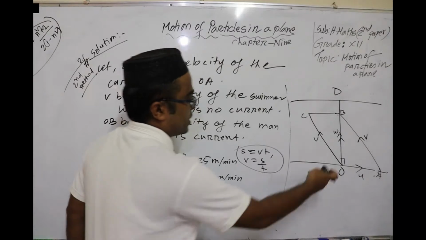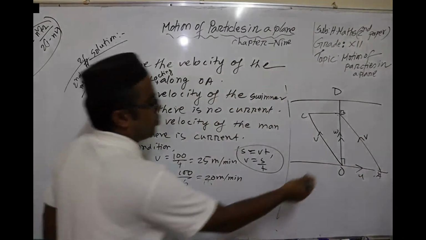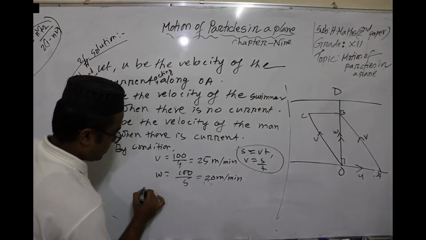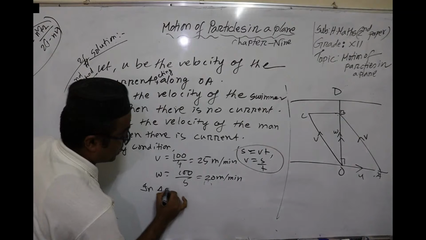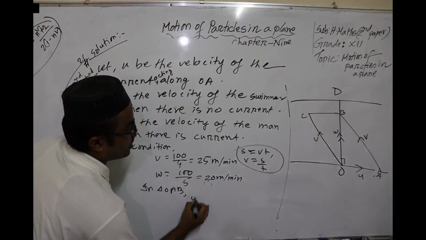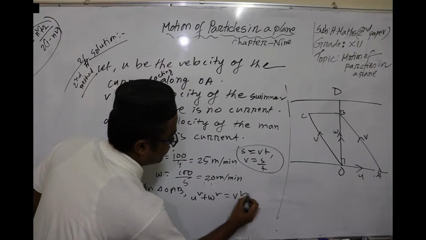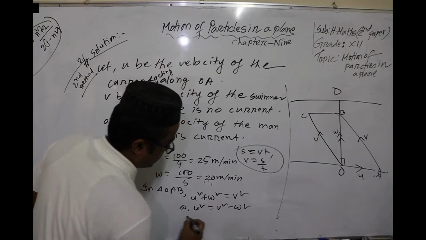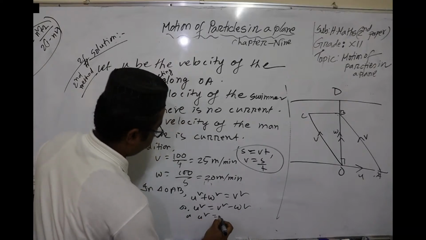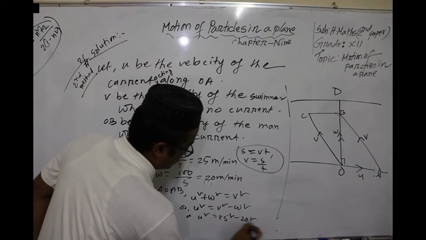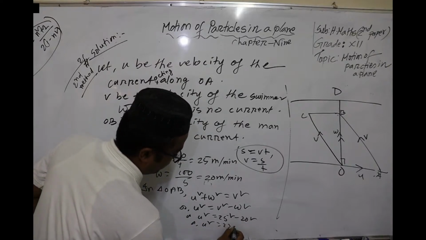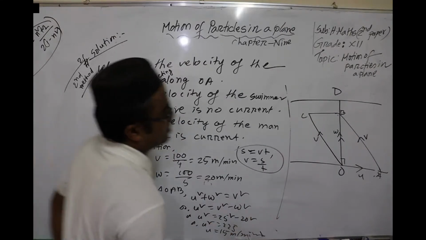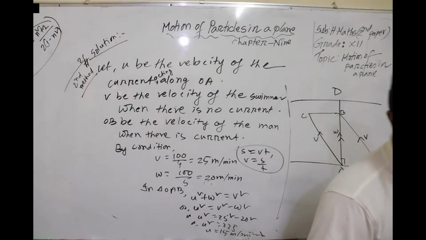Applying Pythagoras theorem in triangle OAB, you can write OA square plus OB square equal to AB square. I mean in triangle OAB, u square plus w square equal to v square. I need to find u, so u square means v square minus w square, or u square means 25 square minus 20 square, or u square means 225, so u means 15 meter per minute. I think this one is also easy for you.